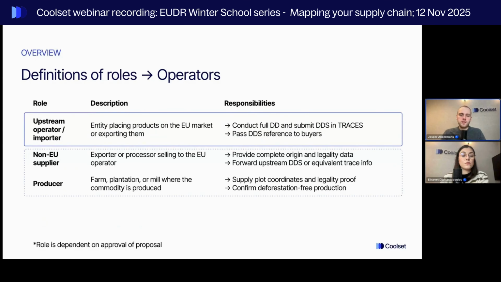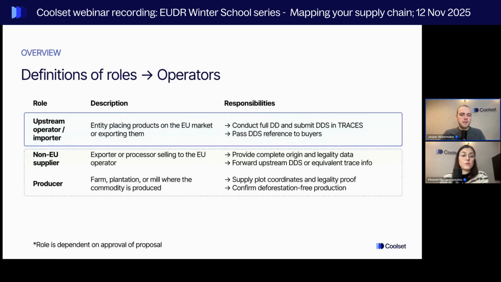So operators are the ones that place a product on the EU market or export it from the EU market, and they carry the full responsibility. They must conduct full due diligence and submit due diligence statements in TRACES, which is the EU system for certifying that you have done due diligence. And they must pass on due diligence statement references to buyers, which are also called downstream operators, which we'll reference in a second.